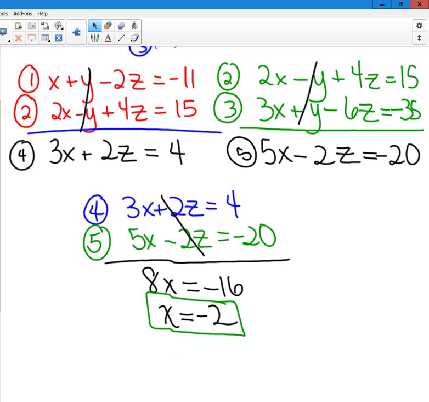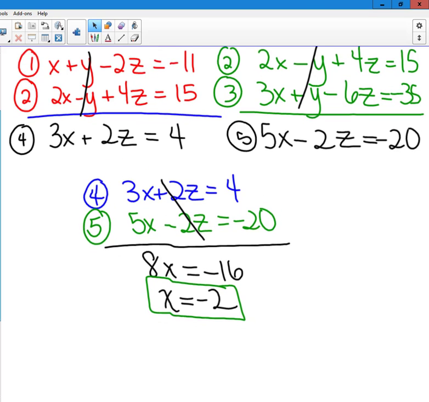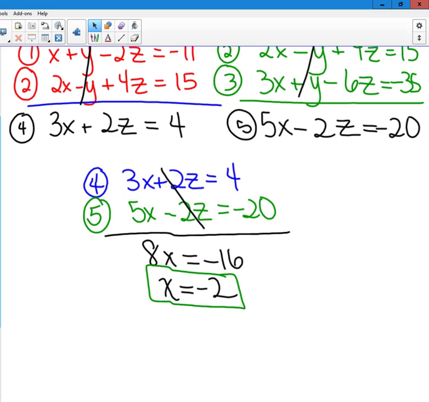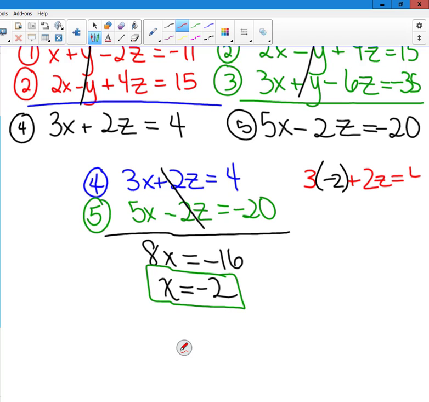So now I've found one of the pieces of my solution. I've solved for x. Now I'm going to take that x and substitute it back into either equation 4 or equation 5, whichever you would like, your choice. I'll sub it into equation 4. So I have 3, and now I'm subbing in that negative 2. My goal is to solve for z. So I have my negative 6 plus 2z is equal to 4, and then 2z is equal to 10. Therefore, z is equal to 5.